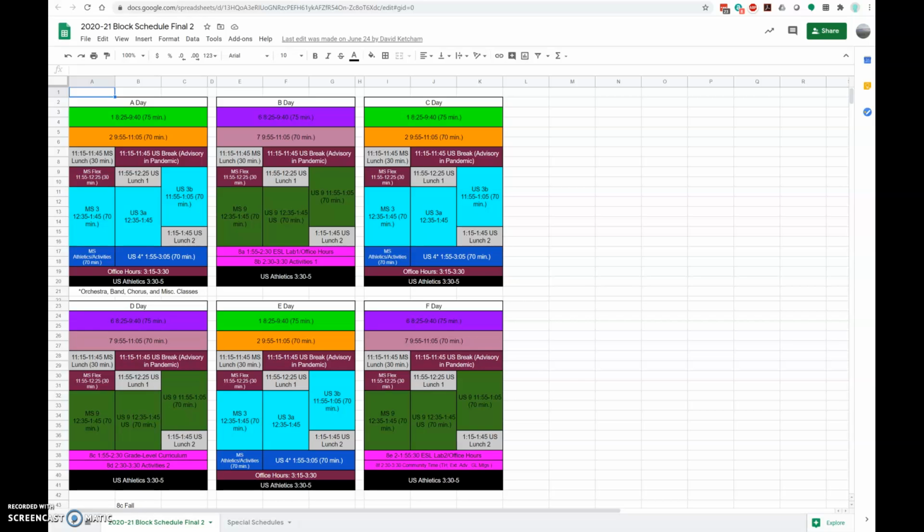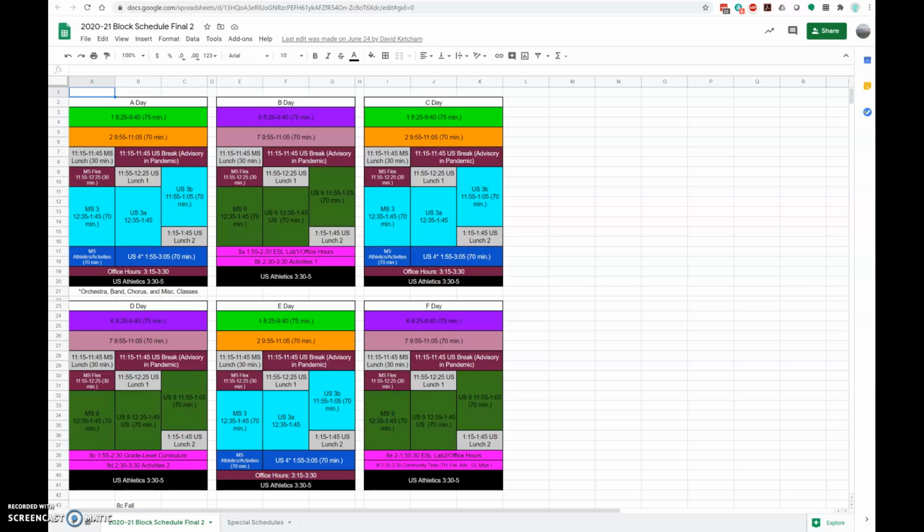So we have periods 1, 2, 3 mixed in with lunch, whereas it used to just be an off period in the upper school, so you were either eating or in flex. We have a break here for upper school kids in the middle of the day when the middle school kids are eating. We go to fourth period, and then we have office hours from 3:15 to 3:30, and then go into athletics.